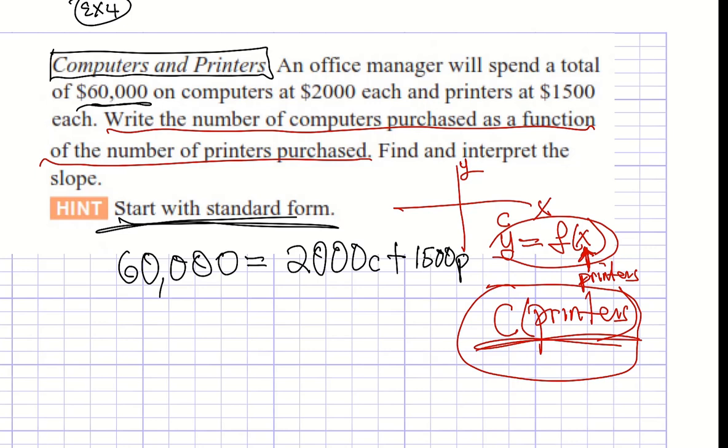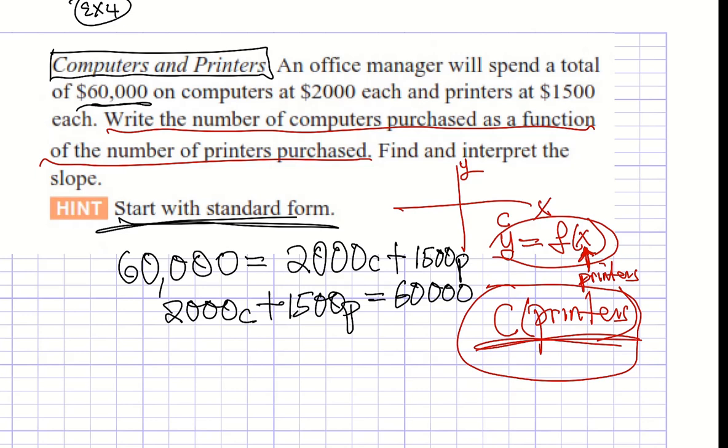So how do we translate this? I think this is the standard form. That's what they're saying, and don't forget that you're dealing with 2 variables. Standard form of 2 variables is like that. Another way you can see it is 2,000 C, C is a variable, plus 1,500 P, P is a variable, is equal to 60,000.